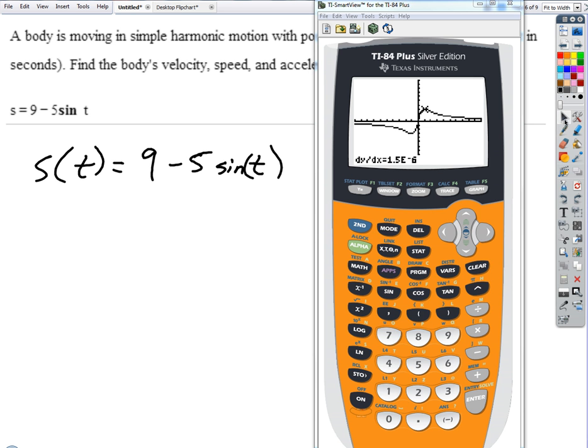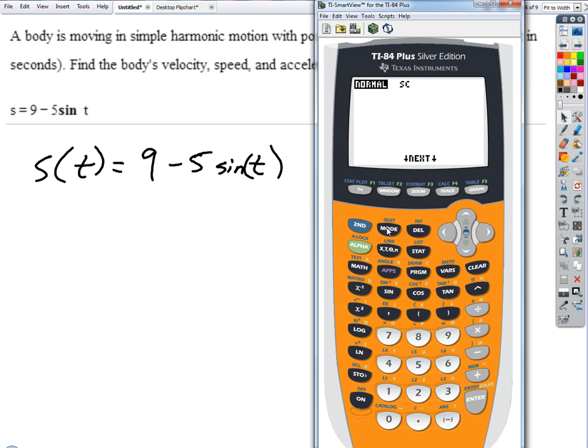Okay, let's put ourselves in radian mode. Make sure you're in radian mode. If you go to mode, you want everything highlighted on the left, like physics mode. So you're in radian mode, real, not imaginary, etc. Okay, now if we go to y equals, we'll just put in this function.